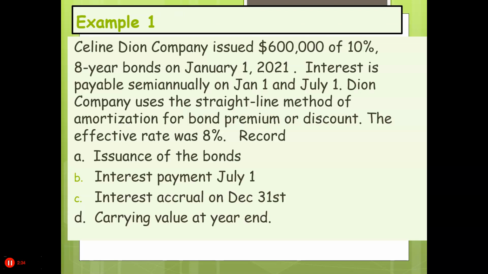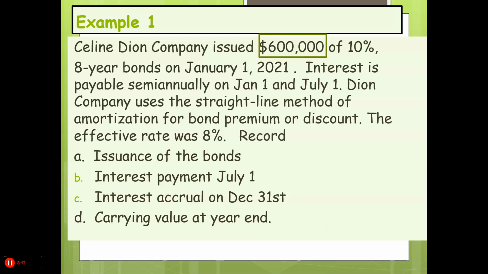Leon Dion Company issued $600,000 of 10% 8-year bonds on January 1st of 2021. The interest is payable semi-annually on January 1st and July 1st. Dion Company uses the straight line method of amortization for bond premium or discount, and the effective rate was 8%. So what we're going to do is record when we issue them, but of course first we have to determine how much cash we received. Then we're going to do the interest payment for the 2 periods, and then look at what it is carried at at the end of the year.